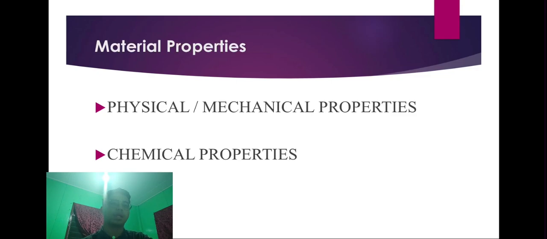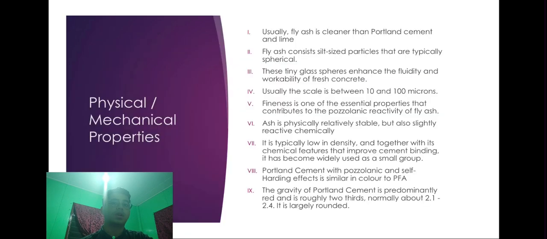Today, I would like to discuss material properties. Our material properties are of two types. The first is physical or mechanical properties, and the second is chemical properties. Physical or mechanical properties: first, fly ash is cleaner than Portland cement and lime. This is because the tiny glass spheres enhance the fluidity and workability of fresh concrete. Second, fly ash consists of particles that are typically spherical, with a size between 10 and 100 microns.